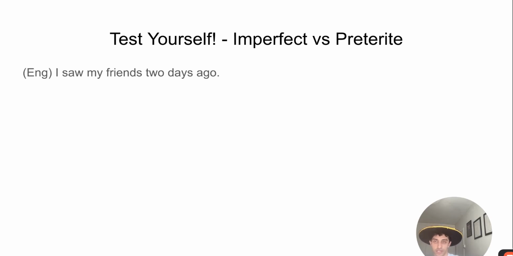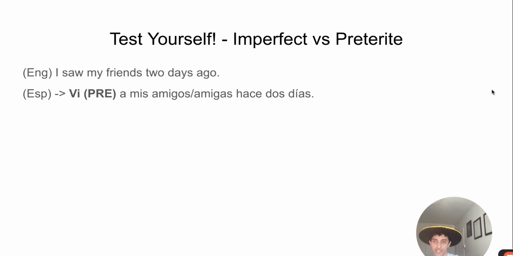Okay, let me show you the answer then. So in Spanish or Español, this would be vi a mis amigos or a mis amigas hace 2 días. So the most important thing to note here is that the verb is in the preterite tense. The reason why is because that sentence, I saw my friends 2 days ago, does not indicate that you'd see these friends again in any way. It doesn't indicate a regular or repeated action in the past at all. It certainly indicates a one-off action in the past. And therefore you'd use the preterite tense, which is vi, I saw.